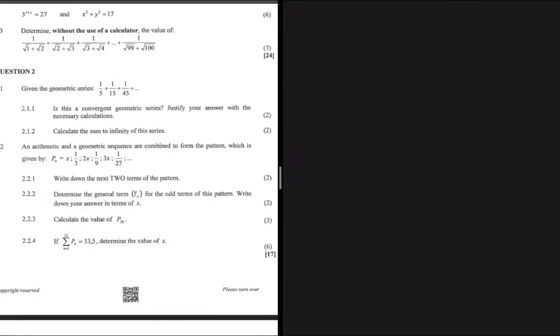How do you know whether a geometric series is convergent or divergent? If a geometric series is convergent, then the ratio should be between 1 and minus 1. That is how we're going to answer 2.1.1. The question is saying, is this a convergent geometric series? Justify your answer with the necessary calculations. Right? We have our series right here.